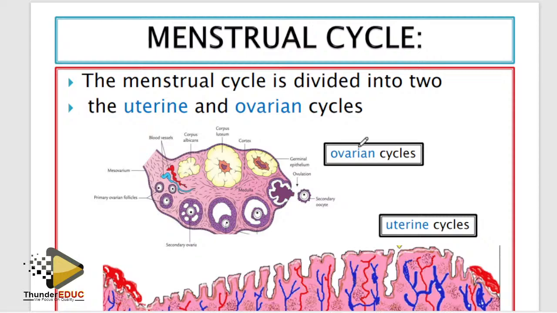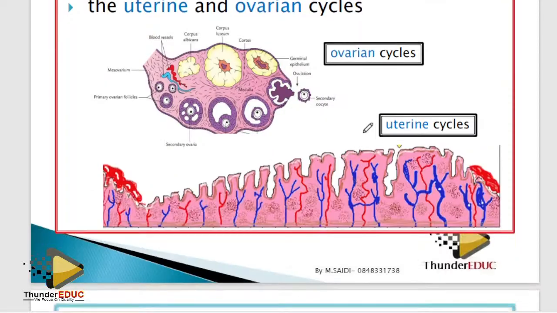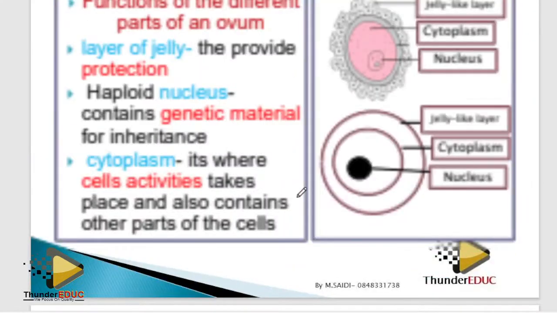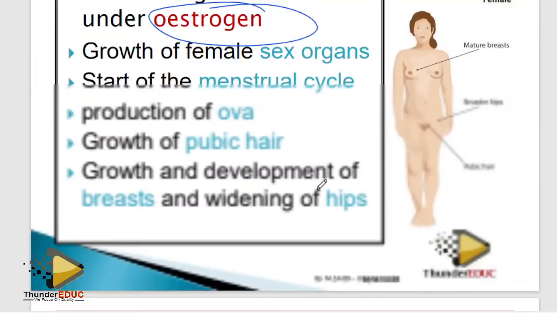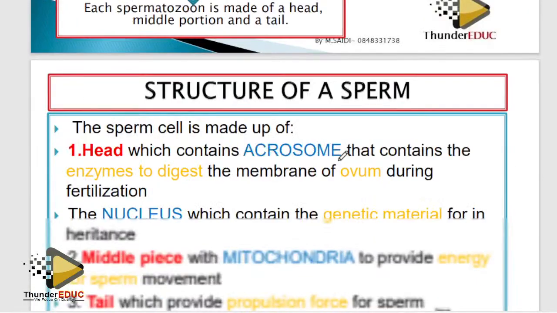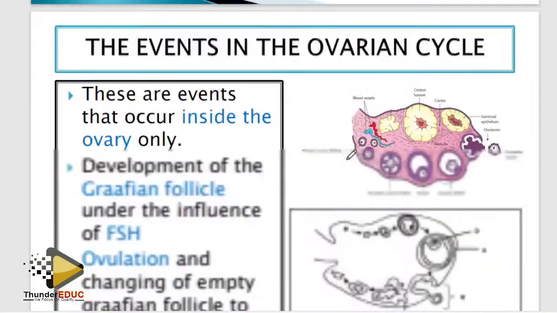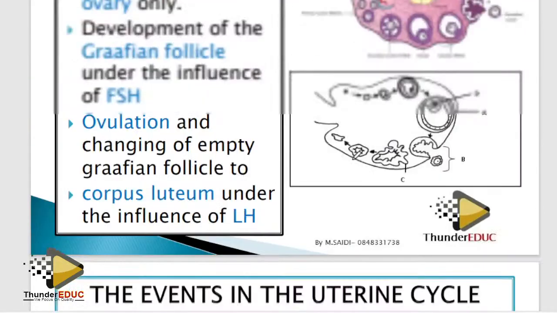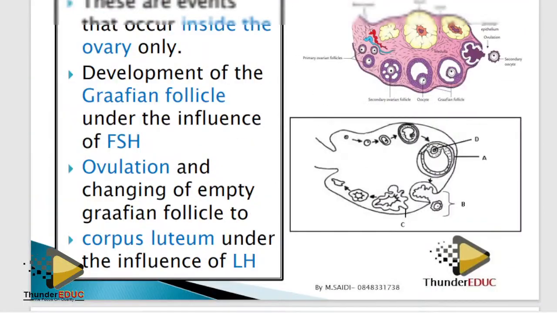The menstrual cycle is divided into two: the uterine and ovarian. Uterine is dealing with the uterus. Ovarian is dealing with the ovary. We talked about the ovarian already, so I explained that. So it's not a big deal now. Guys, make sure that you know.